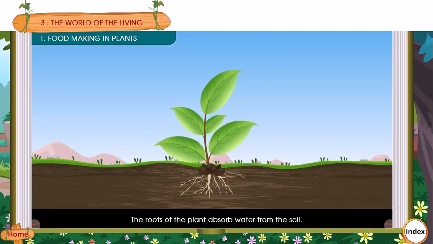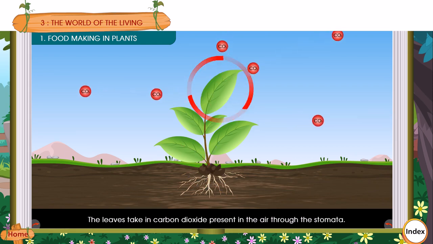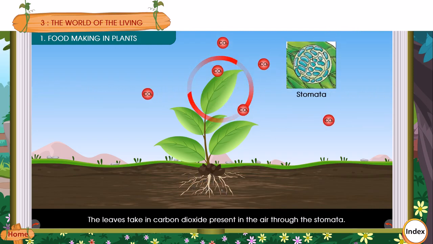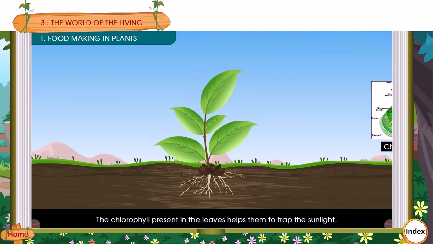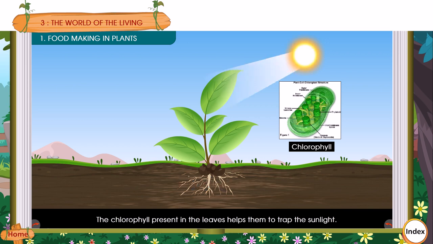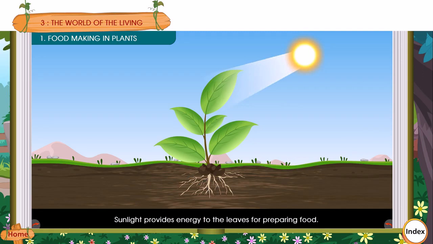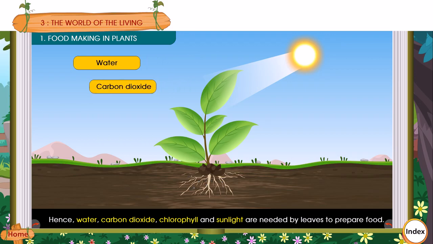The roots of the plant absorb water from the soil. The stem carries the water and minerals from the roots to the leaves. The leaves take in carbon dioxide present in the air through the stomata. The chlorophyll present in the leaves helps them to trap the sunlight. Sunlight provides energy to the leaves for preparing food. Hence, water, carbon dioxide, chlorophyll, and sunlight are needed by leaves to prepare food.